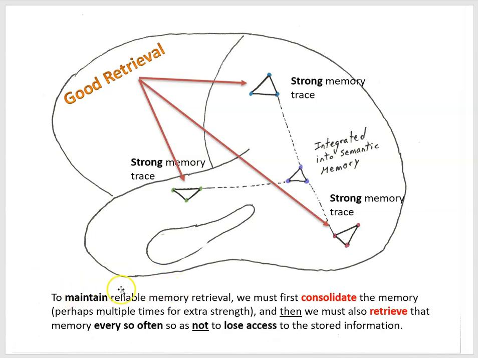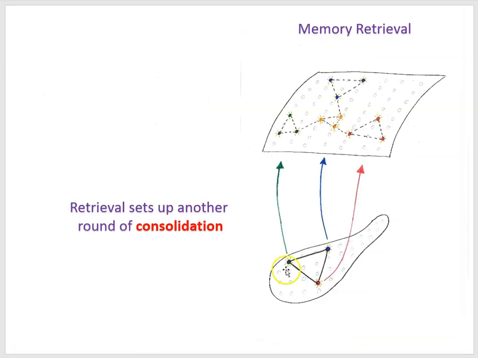So then, to maintain reliable memory retrieval, we must first consolidate the memory, and it's a good idea to have multiple rounds of consolidation to make those cortical memory traces extra strong. But then we must also retrieve that memory every so often so as not to lose access to the stored information. So again, whenever we retrieve, it's an opportunity to strengthen the cortical memory traces. We've seen that in earlier lessons.